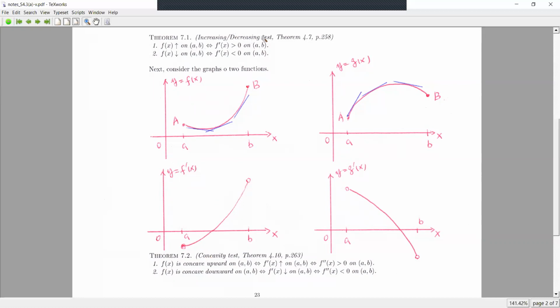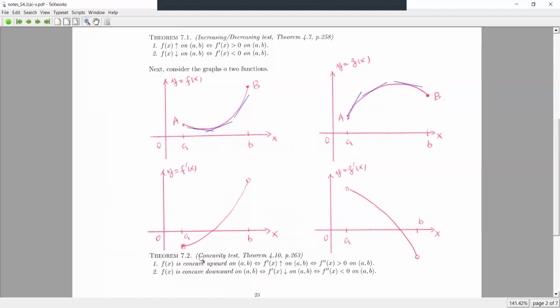By the increasing, decreasing test, when a curve is increasing, the slope of the curve is greater than 0. So this curve is increasing. So if you draw a tangent line everywhere, the slope is positive. The slope of this curve is the derivative of this guy. That means the second derivative of f.